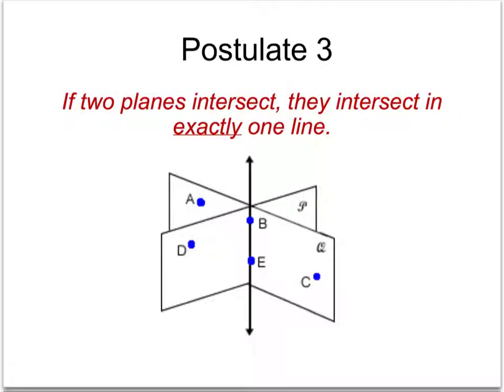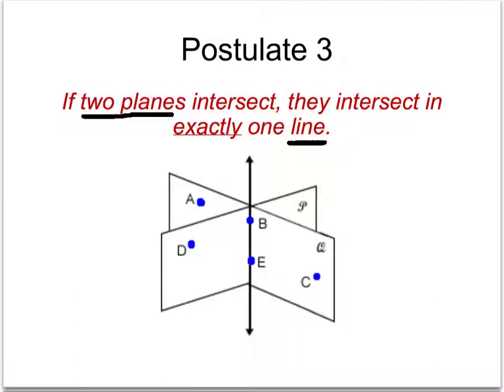Now postulate 3 changes gears a little bit. We now are talking about 2 planes. Postulate 3 says if 2 planes intersect, they intersect at exactly one line. There's a few words that have changed here in this postulate. We're now talking about 2 planes. They're still going to intersect. This time though, they're going to intersect at one line. Remember, there's that word exactly again, which means they're going to intersect at only one line. There will not be more than one line that they can touch at.